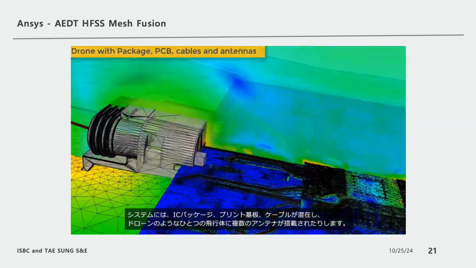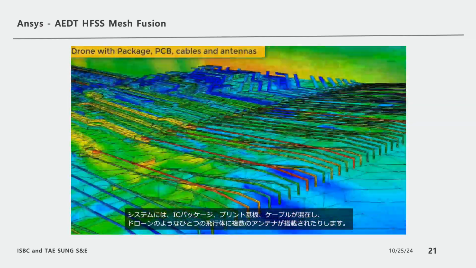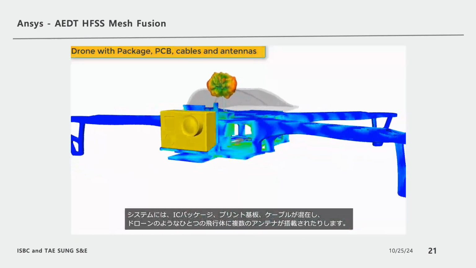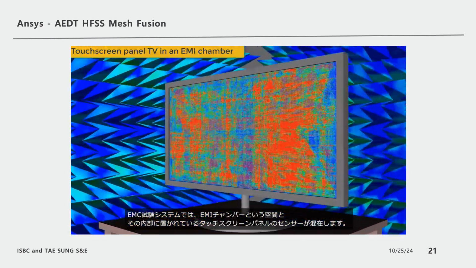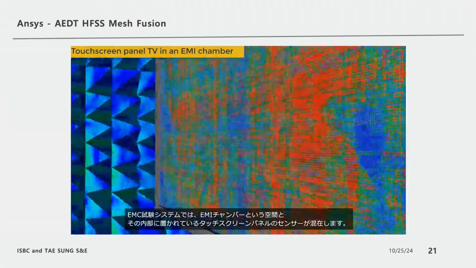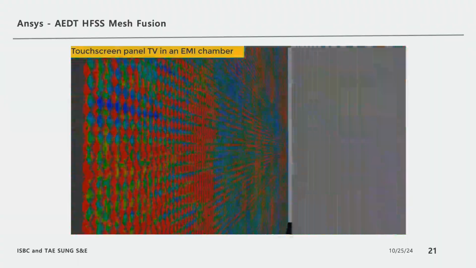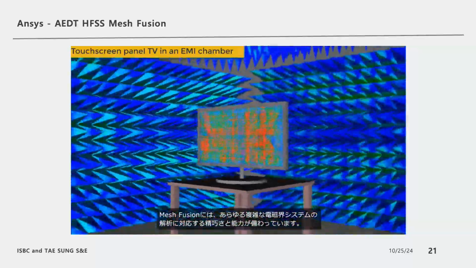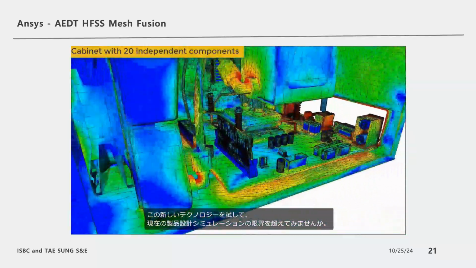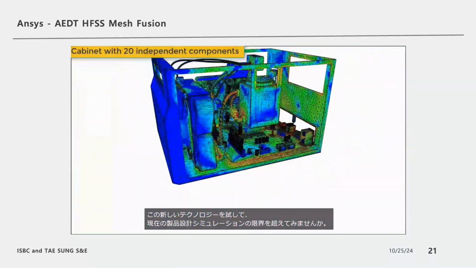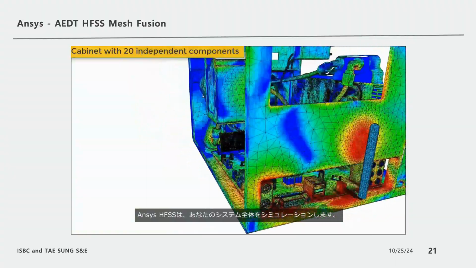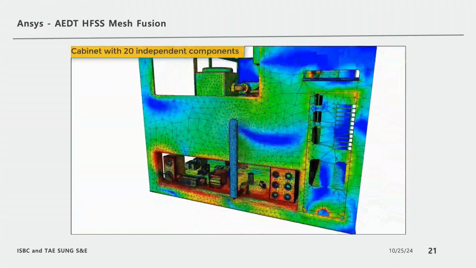Be it a system with IC packaging, PCBs, and cables, or a co-site problem with multiple antennas in a single aircraft antenna, or even a touchscreen panel TV in an EMI chamber, mesh fusion technology has the sophistication and capacity to solve any complex electromagnetic system. Try this new technology and stretch the simulation horizons on your design today. Simulate your complete system with the confidence of Ansys HFSS.